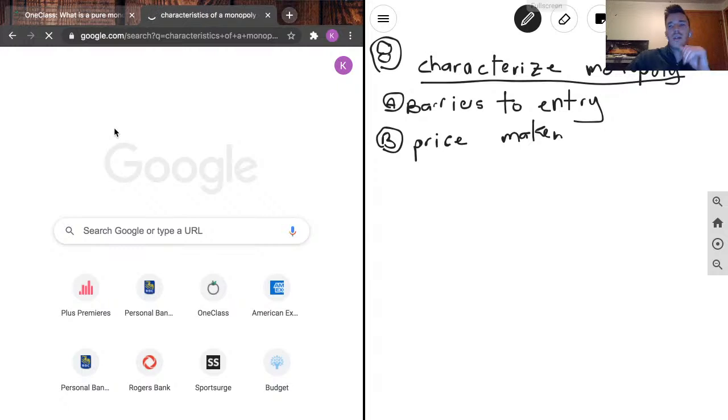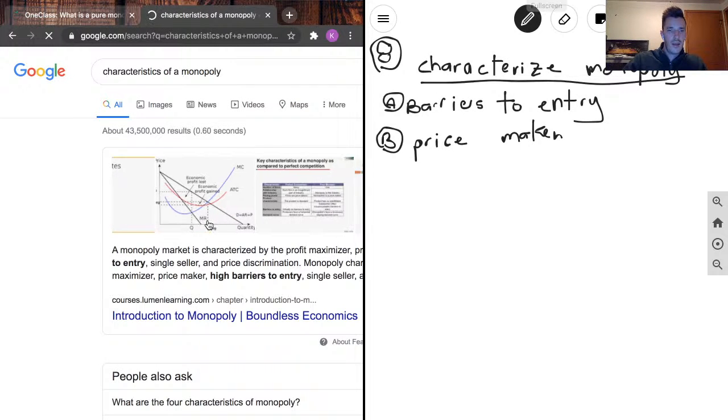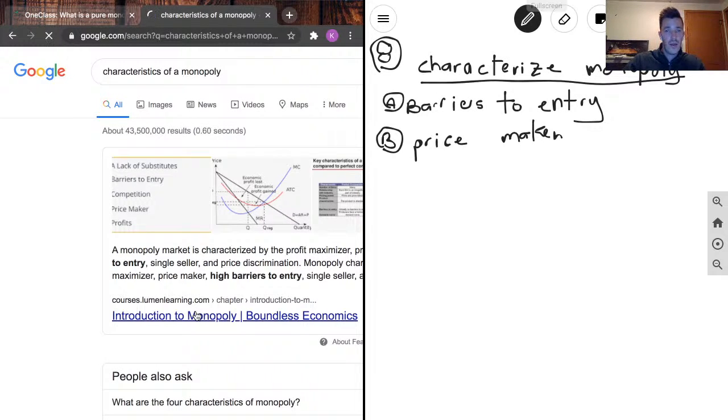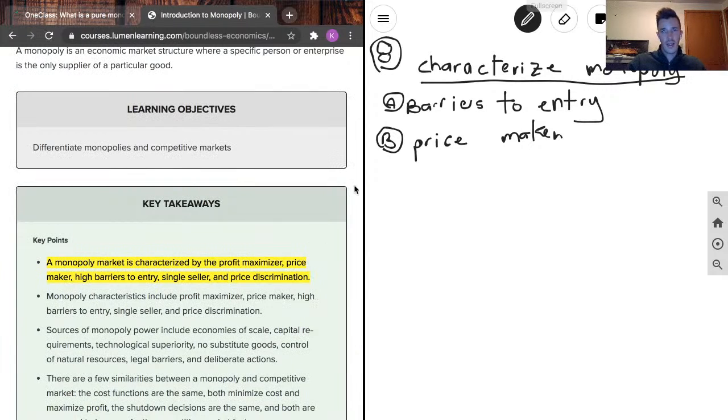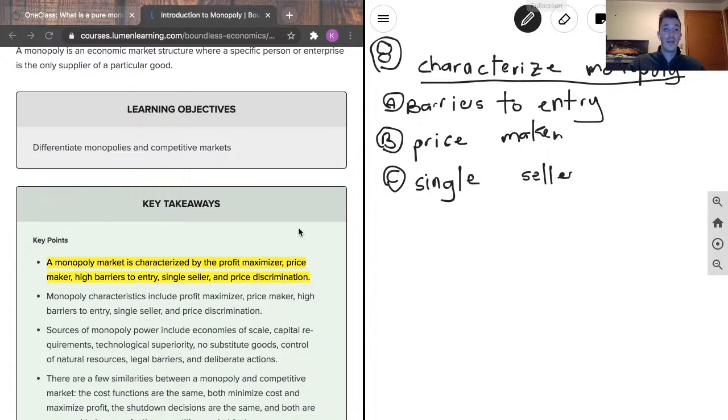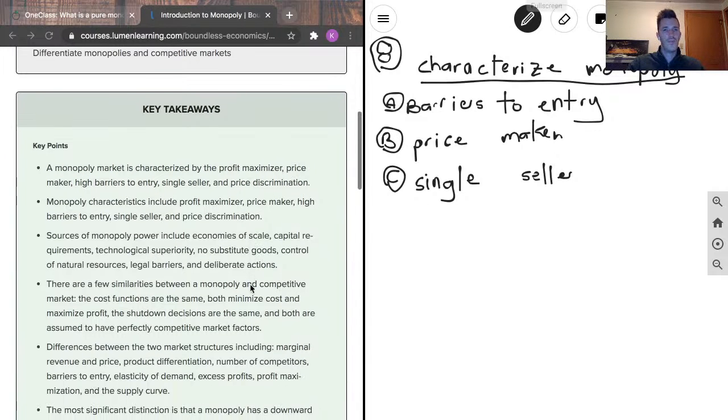So in addition to the barriers to entry and the fact that they are price makers, single seller, another one that I just saw. So something similar to monopoly, but not exactly the same, would be an oligopoly, where there are only a few sellers. In a monopoly, there is one single seller. Perhaps Nestle, as I mentioned earlier.